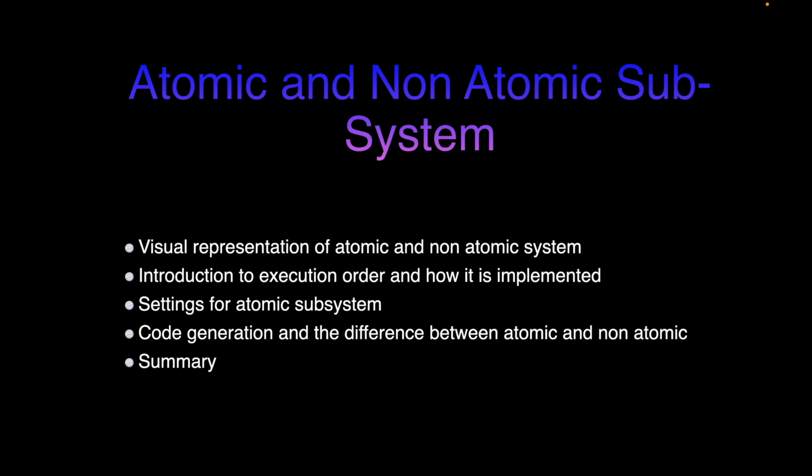So in summary, we covered the visual representation related to atomic and non-atomic subsystems, an introduction to the execution order, and how you can enable execution orders in your models. Along with that, we also saw what execution order actually is. It is not related to the sample time, but it is related to the lines of code. Then we also saw some settings related to the atomic subsystem, and we used those settings to generate the code. We also compared the difference between the code generated from the atomic and non-atomic subsystems. And that's all we covered in this particular tutorial.